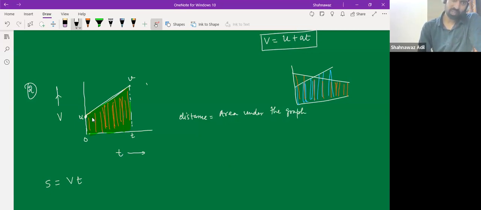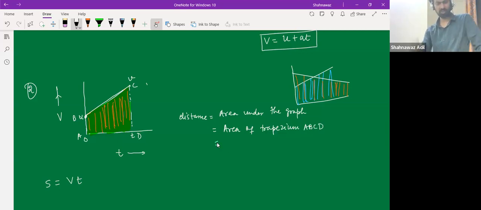Okay. Now, what is the shape of this thing? Let me write this as trapezium. Yes, trapezium A, B, C, D. So area under this graph would be area of trapezium A, B, C, D. So what is the area of trapezium? Do you guys remember?